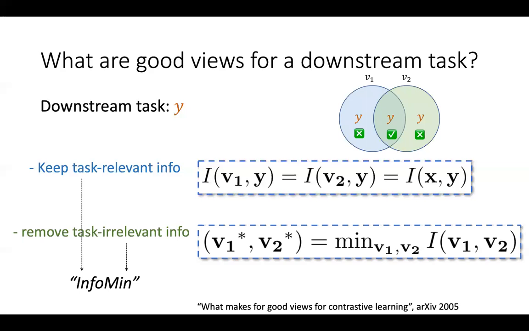From the information diagram, this is your V1 and V2. You hope the information of Y is not contained just by V1, and not contained just by V2, but just right here in the overlapped region shared by both V1 and V2. In that way, contrastive learning will just leverage the information about Y to construct the representation.